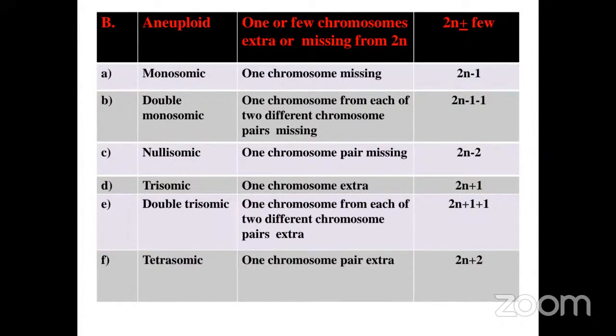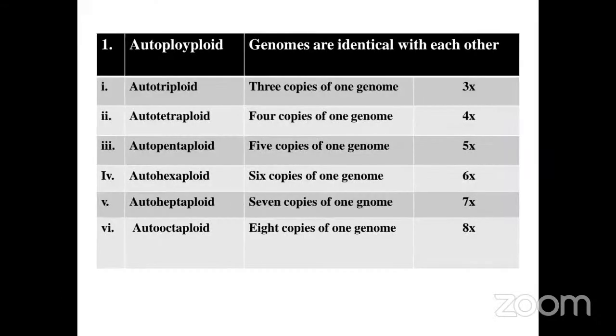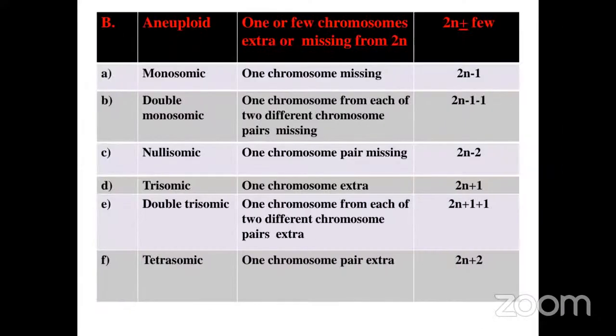Euploidy means changes in the entire genome, like 3x, 4x, polyploidy: autopolyploidy and allopolyploidy, where the entire genome is duplicated. In aneuploidy, there is a condition called monosome, where one chromosome is missing. If I expect 46 chromosomes and find only 45, it is the condition 2n minus 1, and we call it monosomic.